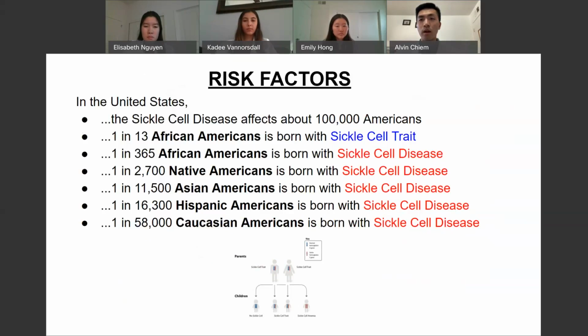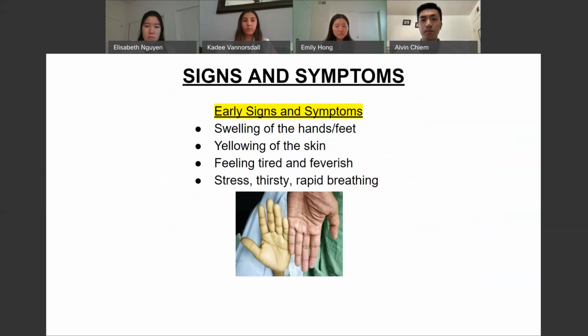On the other hand, 1 in 365 African Americans inherit a sickle cell trait from each parent and are born with sickle cell disease, meaning that they have symptoms. In Native Americans, 1 in 2,700 are born with the disease. The disease is less common in Asian Americans and Hispanic Americans, which are 1 in 11,500 and 1 in 16,300 respectively. So what happens if you actually inherit a sickle cell trait from each parent and develop the disease? On to the next slide.